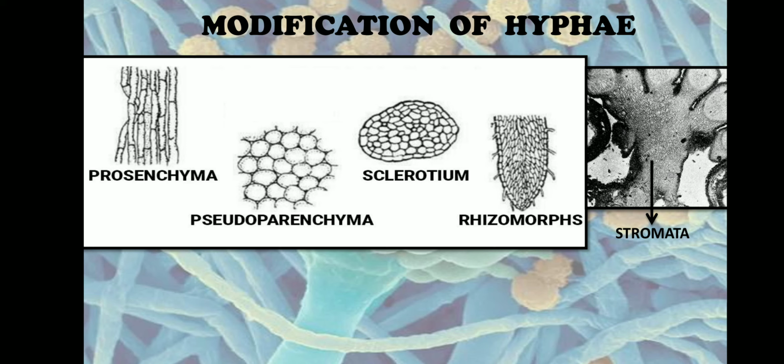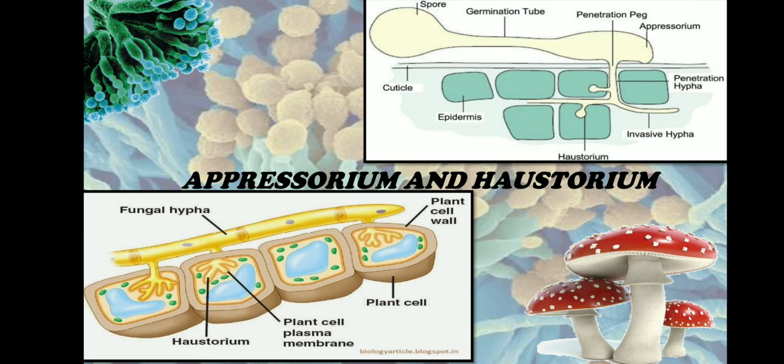The stromata will bear reproductive cells. For example, the reproductive spores are present inside the fruiting body of a mushroom. So the mushroom stalk is the stromata. Apart from these modifications, we also get to see the hyphae modified into two other structures, that is appressorium and haustorium, which help in the drawing of nutrients from the host or a substratum.